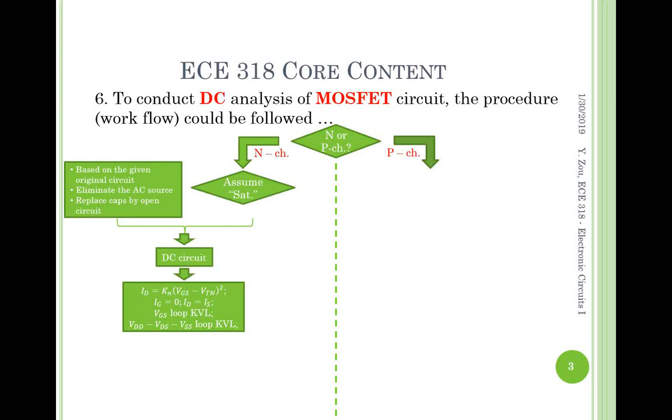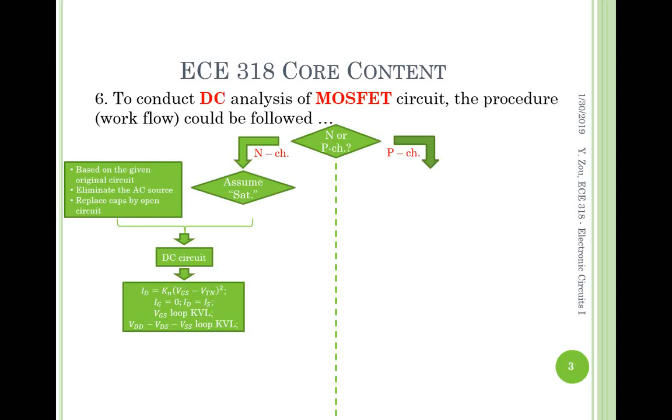And here, say the first one is the ID equation. This is the ID equation for saturation condition, and Kn, as you know, is the transconductance parameter, and VGS minus VTN. VTN is the threshold voltage. Okay, and Ig is 0 all the time.